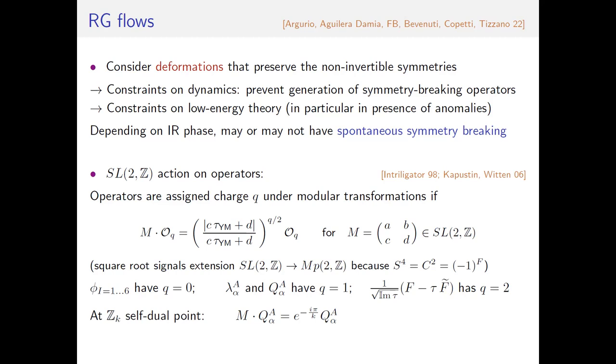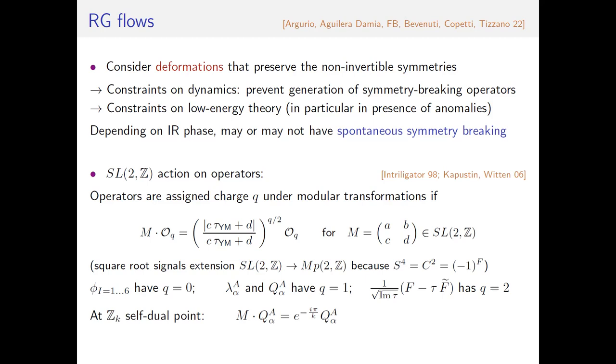But what these constraints are might depend on what is the infrared phase. In particular, we may or may not have spontaneous symmetry breaking. So how do we construct the deformations that preserve non-invertible symmetries in this example? Well, a starting point is the action of SL2Z on operators. This also has been understood long ago. It turns out that the operators can be assigned a charge Q under modular transformations.